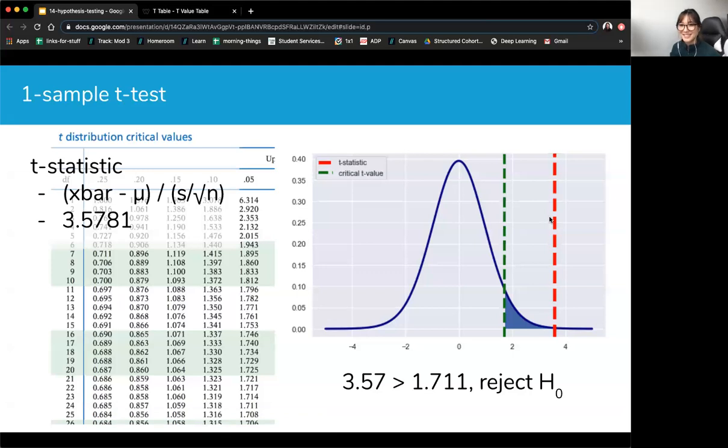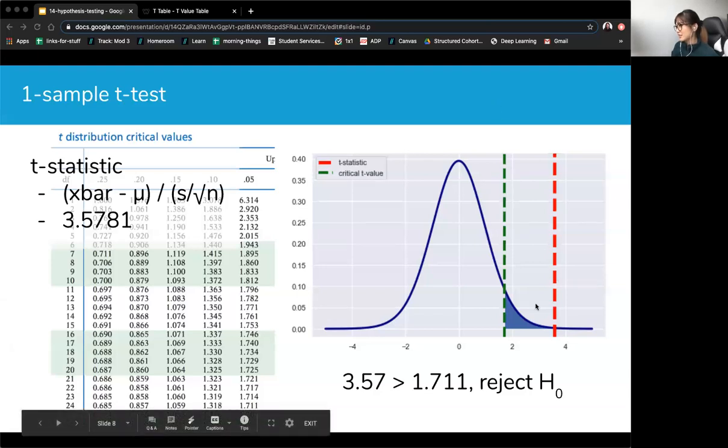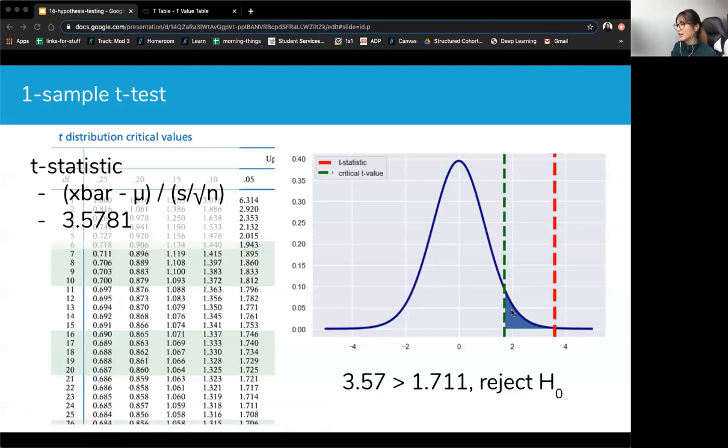Questions about this? It's similar to what we looked at yesterday, but just a different way to do it when you don't know the population standard deviation. It's a very similar test, and you would interpret it in a very similar way, with this green line here being 1.711. The area under here is also 0.05. So that's another way to look it up.